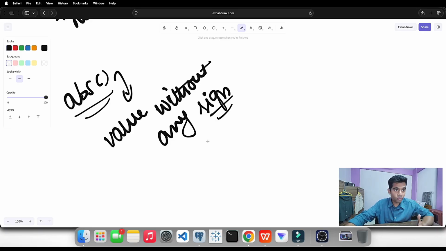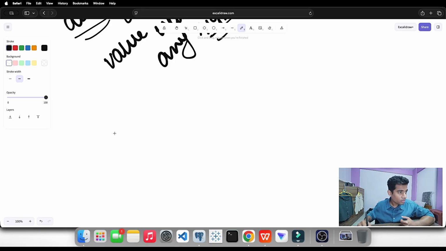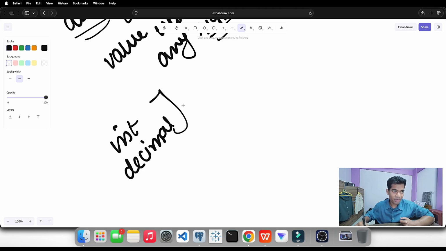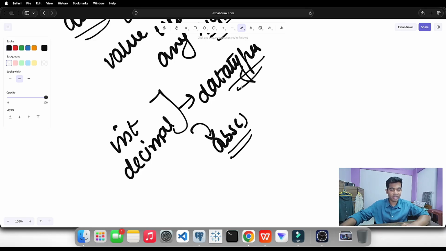Is it okay with an integer, whole number, or decimal number? Yes, it works with two data types, integer and decimal. These are the same thing, it should be a number. These data types have the flexibility to work with this function, right?